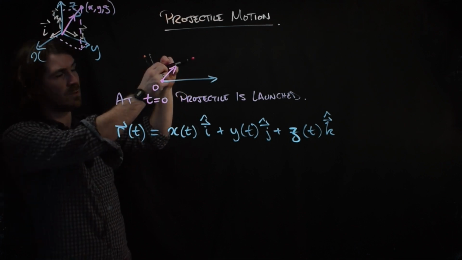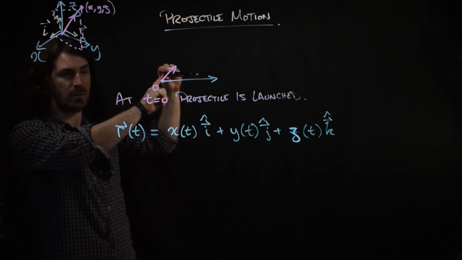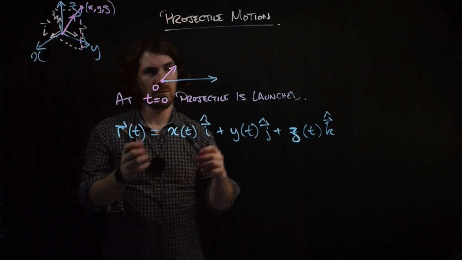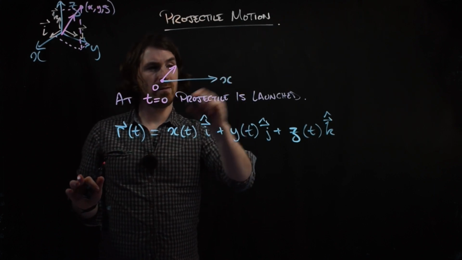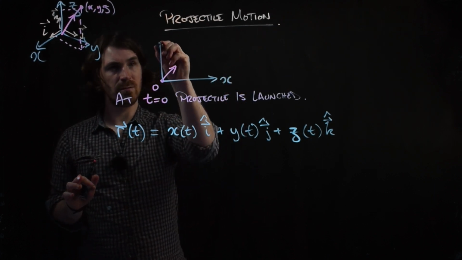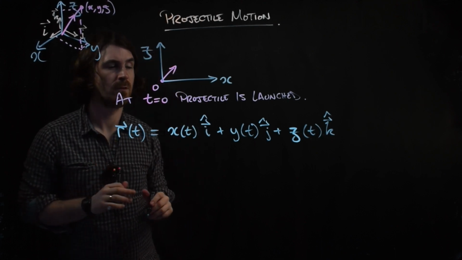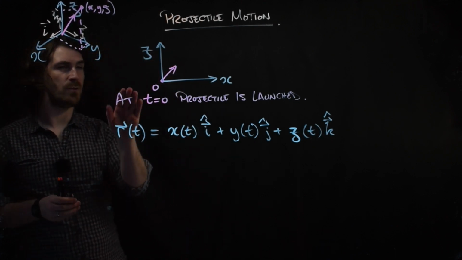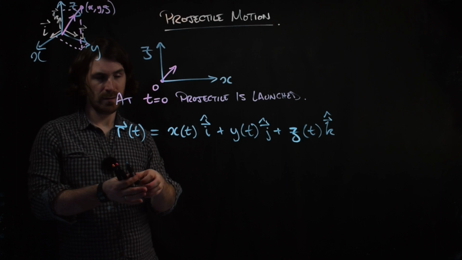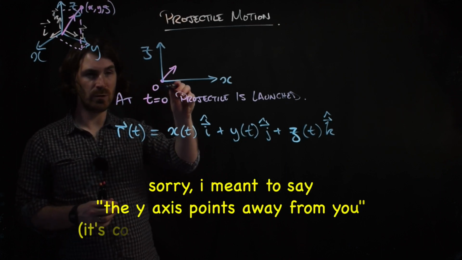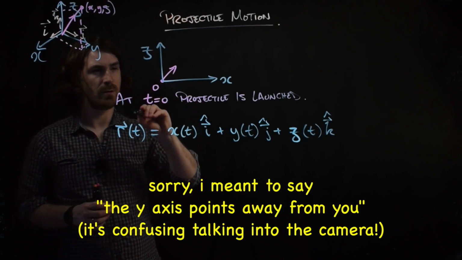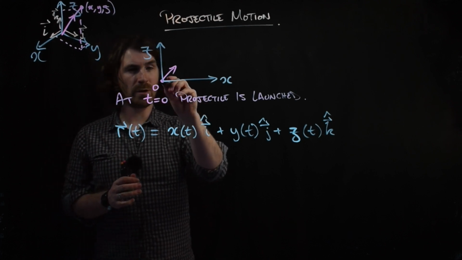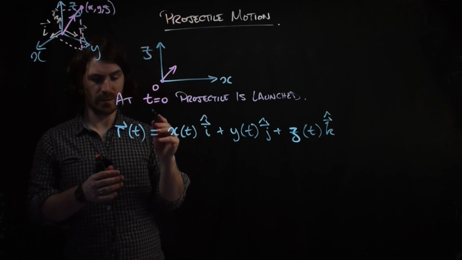The position at which I let go, that's the origin of our coordinate system. So let's call this the x-axis, and let's call this the z-axis. So we're thinking about projectile motion in the xz plane. The y-axis points towards you, but we're not going to consider motion in the y direction.